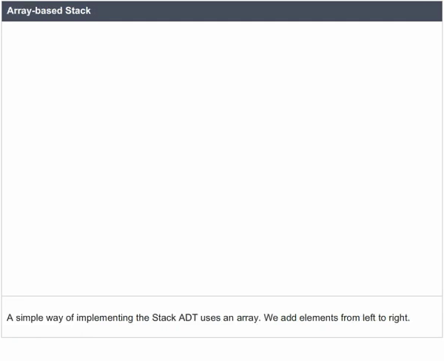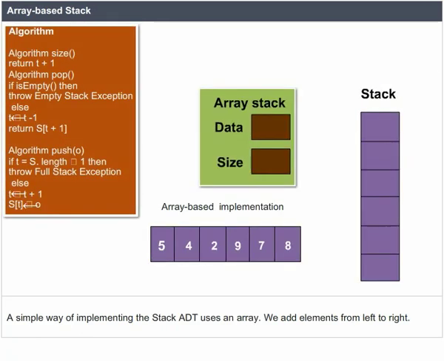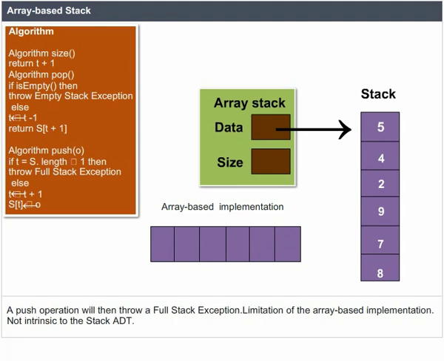Array-based stack. A simple way of implementing the stack ADT uses an array. We add elements from left to right. A variable keeps track of the index of the top element. The array storing the stack elements may become full. A push operation will then throw a full stack exception. This is a limitation of the array-based implementation, not intrinsic to the stack ADT.